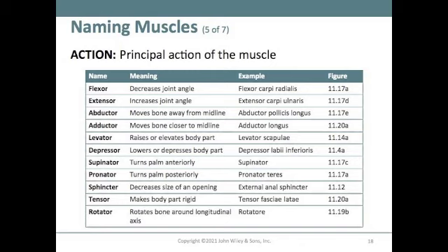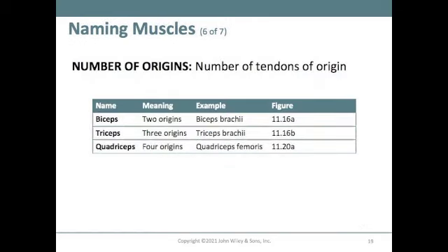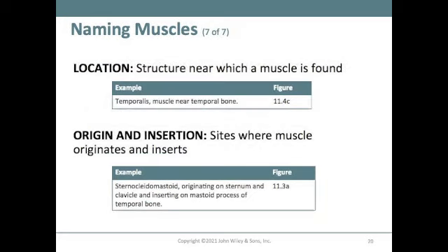It's so important. I already talked about this concept: biceps, triceps, quadriceps. That's the number of origins. Location and structure, and then sites where the muscle originates and inserts. And all of that's on table 11.2 on page 352.